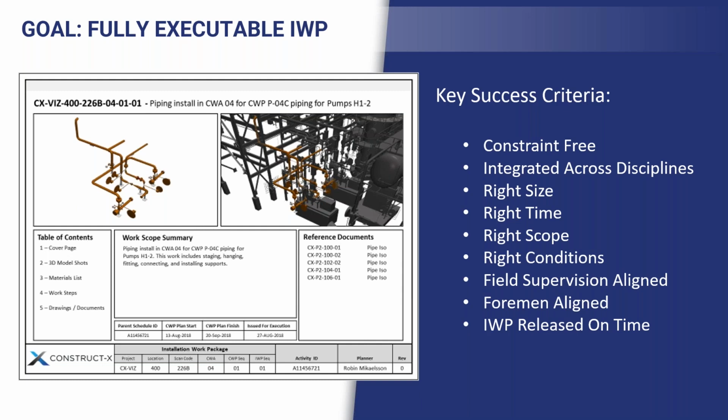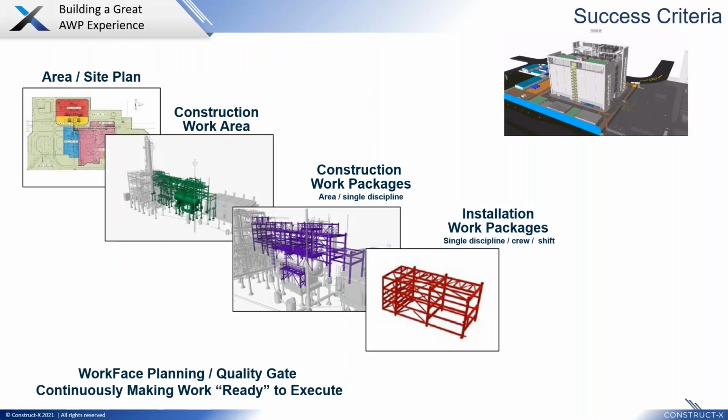So if we look at the next slide, John, those of you in the advanced work packaging world know that we are trying to break down the work. We go from this big picture site plan down to larger construction work areas, which are heavily multidiscipline, and then down to construction work packages, which break down an area by single disciplines. And then ultimately what I just talked about was giving a foreman an installation work package, which they can go execute without having to start and stop, and they can do it seamlessly.